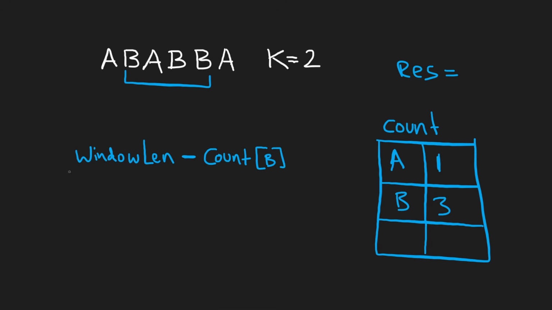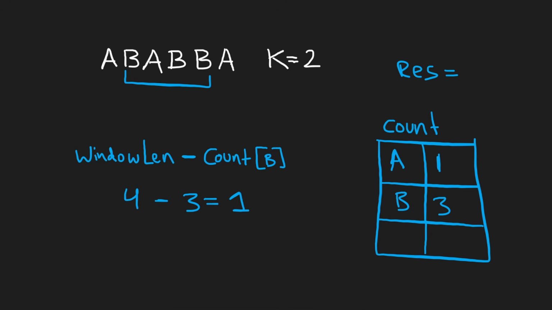We're going to take the length of the window, which we know in this case is 4, and we're going to take the count of the most frequent character. In this case, we know that's B, and the count of it happens to be 3, so we're going to take 4 minus 3, and from that, we're going to get a 1. Now, what does this value 1 tell us?